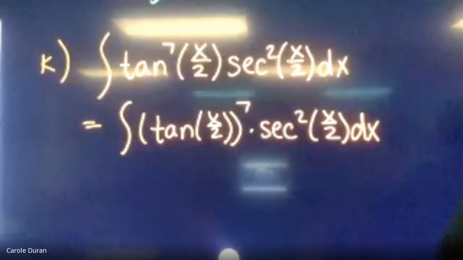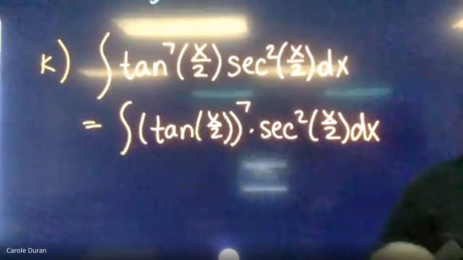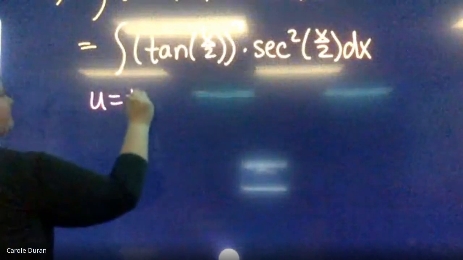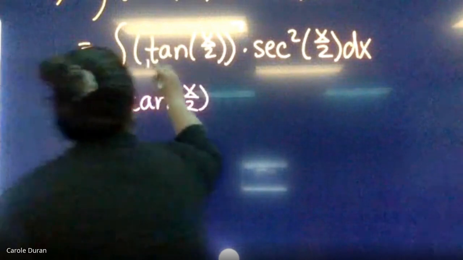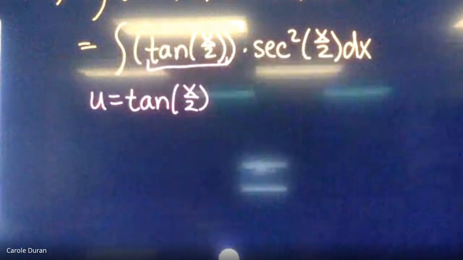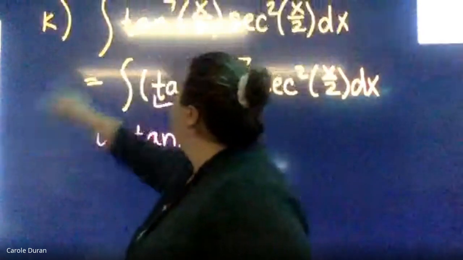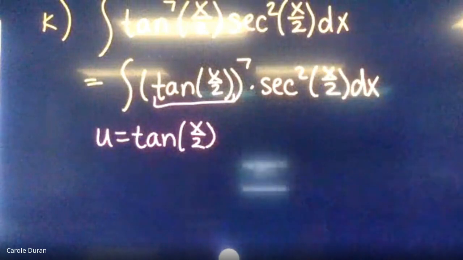Tangent of x over 2 here is my entire inside function, because it's inside the parentheses. I just moved the exponent from here to there, because they mean the exact same thing.